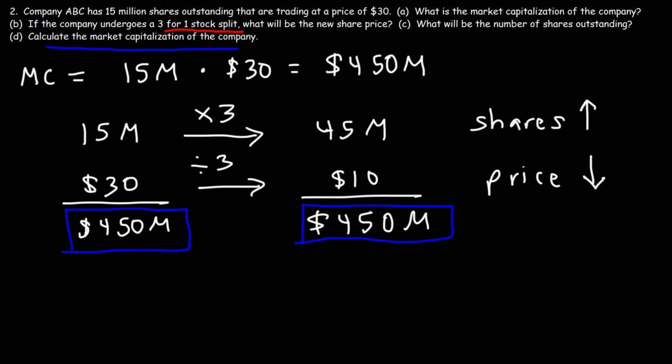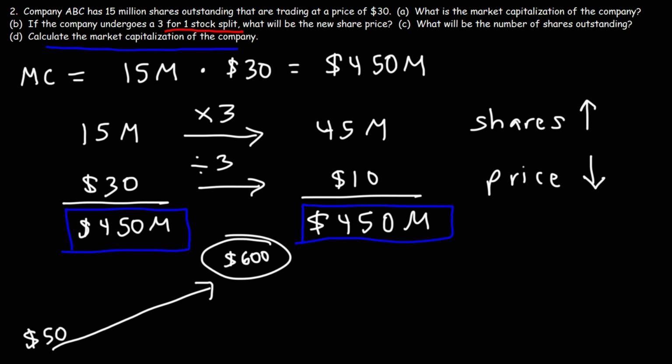Now you might be wondering, why would a company undergo a forward stock split? Well, let's say we have a company that is currently trading at $50 and the company experiences a very strong bull market and the price of the stock skyrockets to, let's say, $600. Now many investors will feel uncomfortable buying a stock that may be highly priced at 600 or 1,000 or even more.